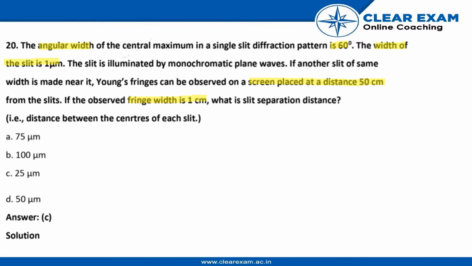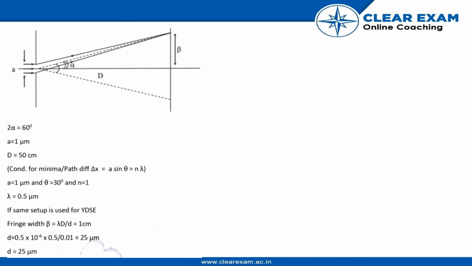Now let's discuss the solution. Given to us is that angular width is 60 degree, that is 2 alpha. 2 alpha is equal to 60 degree, right? Now, alpha is equal to 30 degree. a is the width of the slit here, that is 1 micrometer. D is equal to 50 centimeter, distance between screen and the slit.